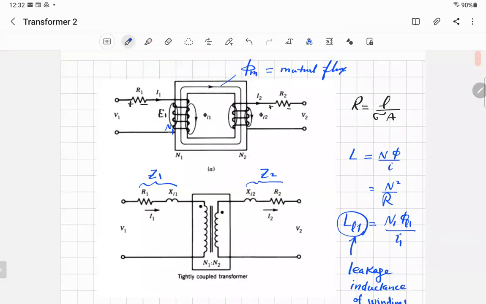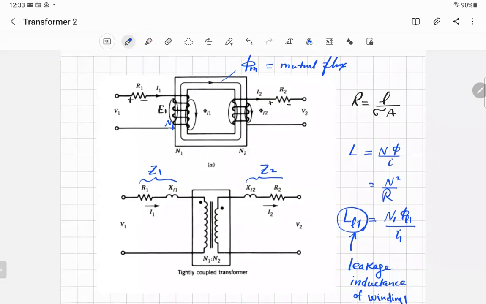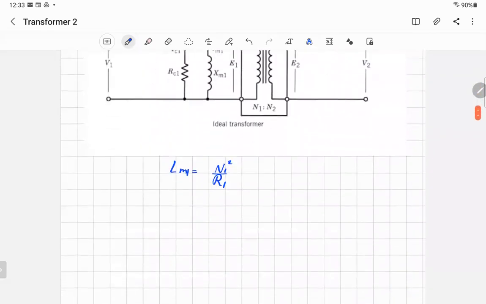That's phi m, and phi m is flowing in the core. So you have to calculate the reluctance of the core. If you use N1 squared, you get the corresponding mutual inductance on the primary side. If you use N2 squared divided by the same reluctance, you get the inductance that represents the mutual inductance on the secondary side. So that's how you can get the inductance, and accordingly, you can get XM1 equals 2 pi F LM1.